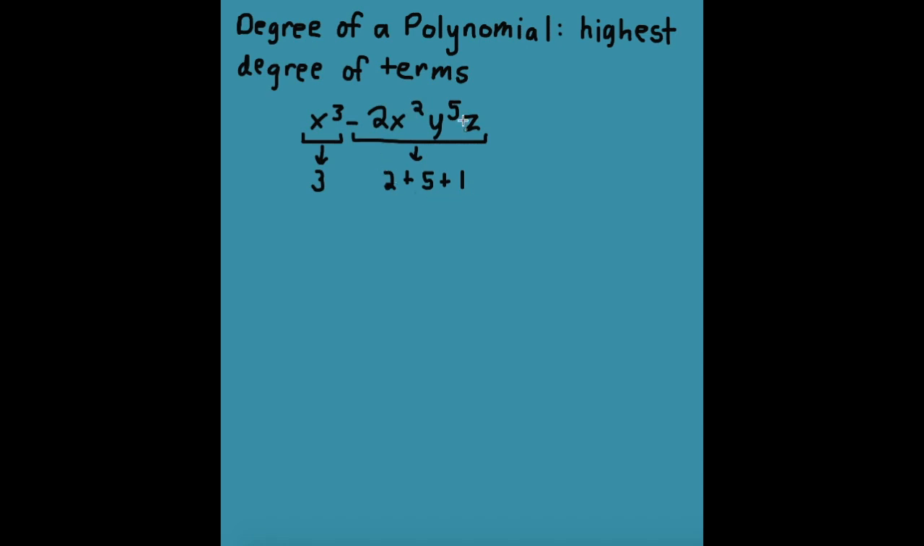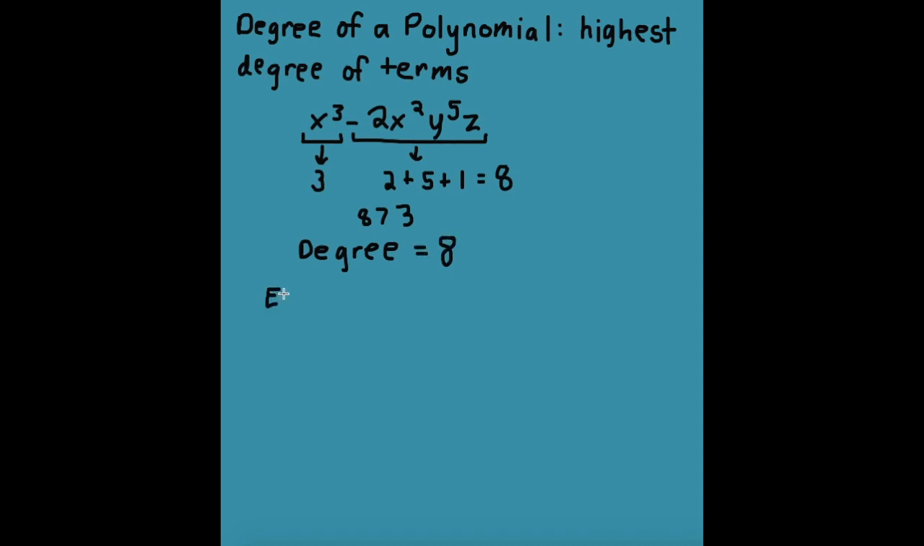X is raised to the second power, y is raised to the fifth power, and z is raised to the first power. So, the degree of the second term is 8. Since 8 is greater than 3, the degree of the polynomial is 8.